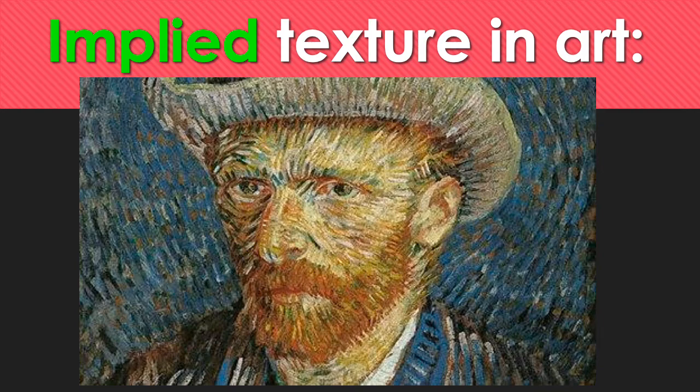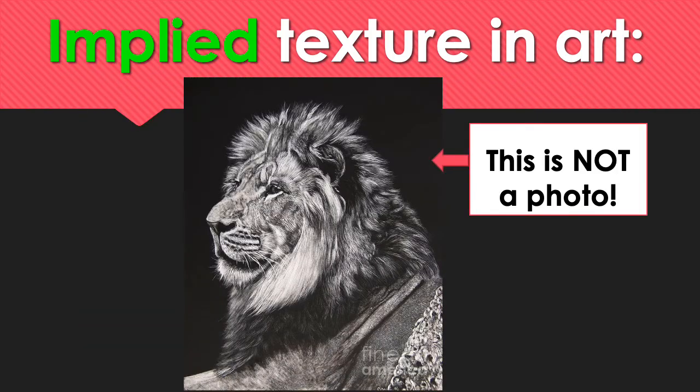Van Gogh did lots of paintings that use implied texture. So this is a painting, but his beard looks like it's rough. His skin looks a little rough. His hat looks like it has texture, but it's really just a flat painting. This piece of artwork, again, implied texture that it's a soft, fluffy lion, but it's just a piece of flat paper.